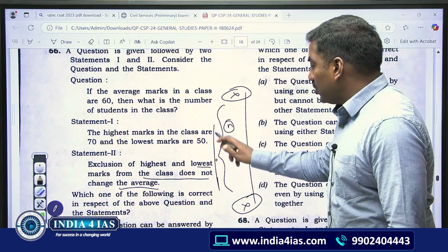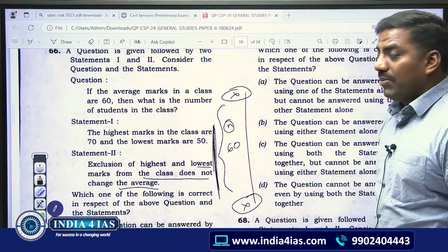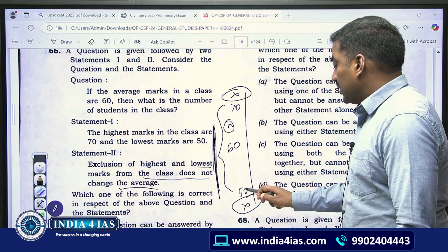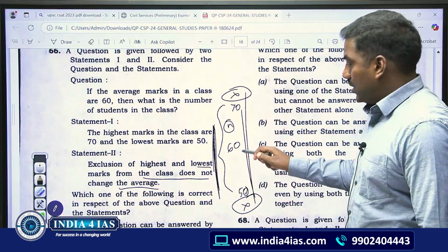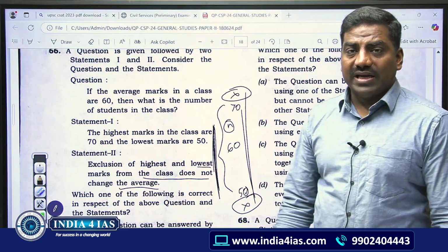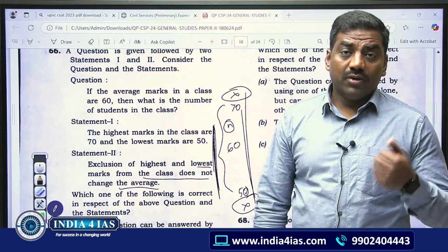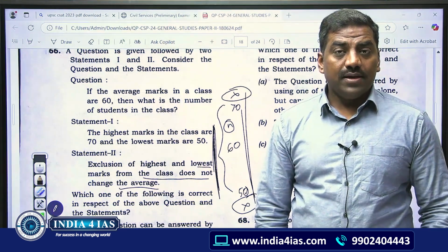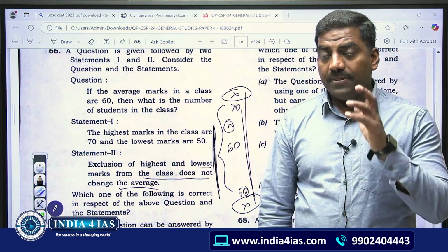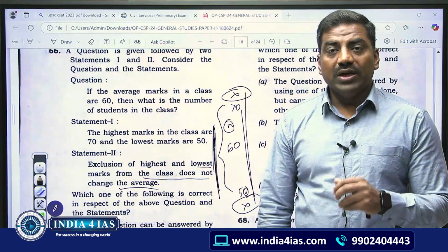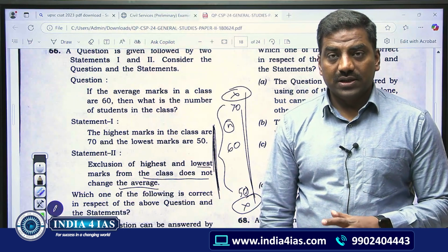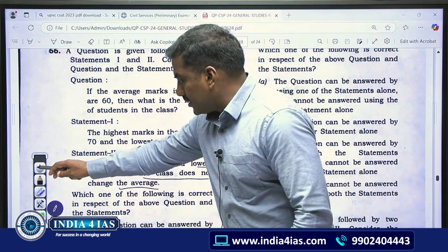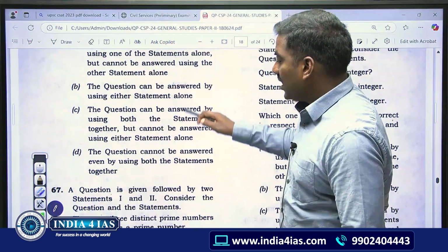Even by clubbing both the statements, highest is 70 and lowest is 50, and throughout the average is 60. That's fine, but with n number of students, I can manage this. With one student, with 1000, with n number of students, I can get you the average 60. So unless we know the total marks of the students, we cannot get to the number of students. Even by using both the statements, we cannot answer this question. In this case, the answer is D.